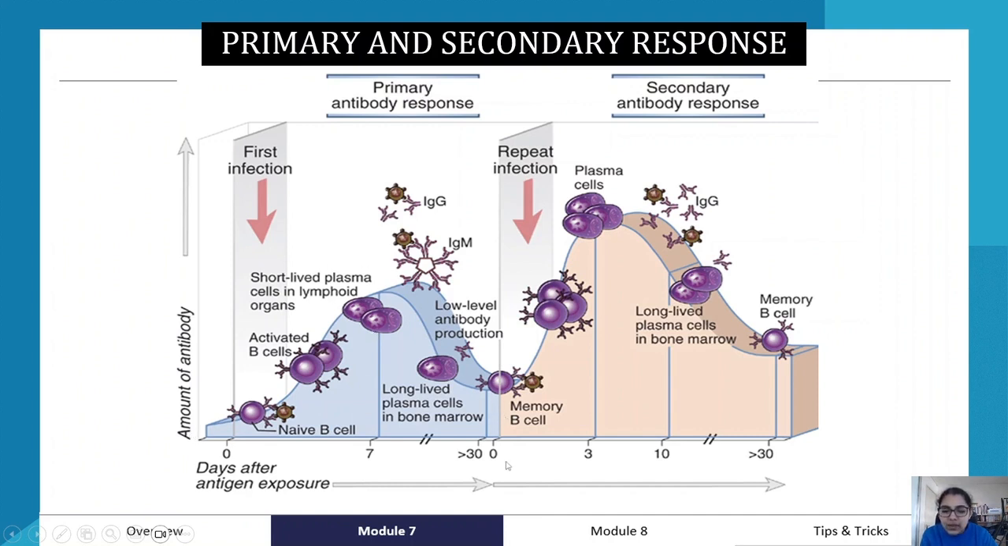However, as soon as you get a repeat infection, we see that immediately the response is faster and more potent. Three days after the antigen exposure, we are already peaking. We can already see the plasma cells doing their thing, secreting the antibodies, and then we've got long-lived plasma cells in the bone marrow and memory B cells. So they sustain, and we now have even more memory B cells that are going to remember what the antibody was after the second exposure.